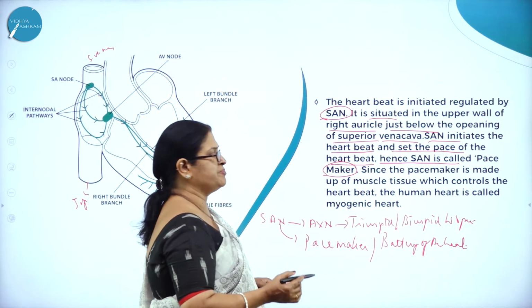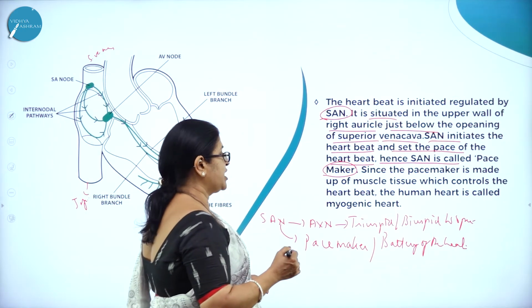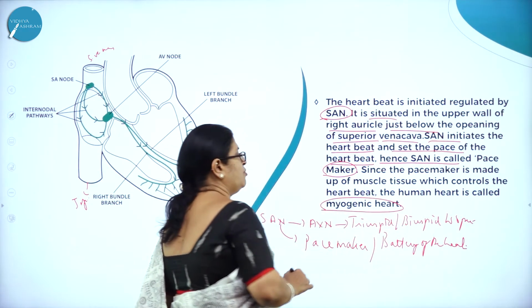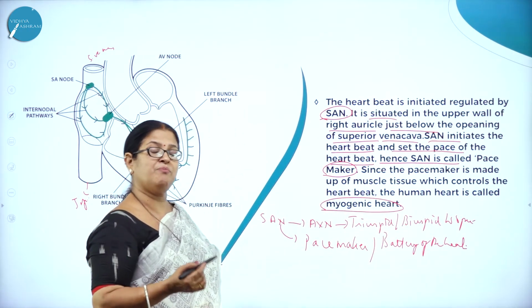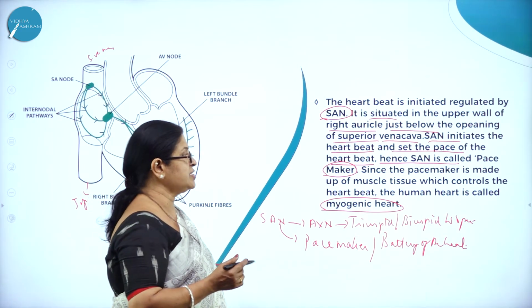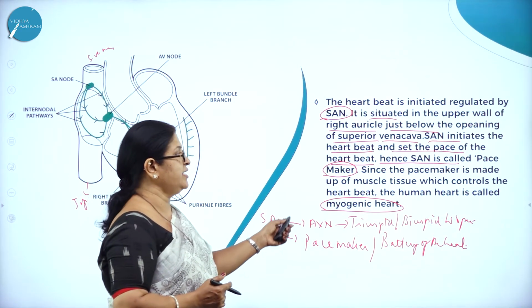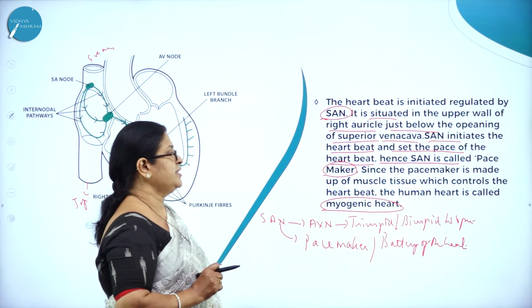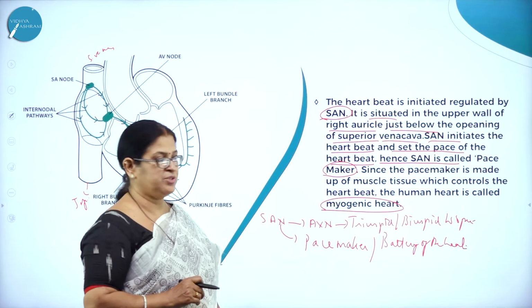Since the pacemaker is made up of muscle, which controls the heartbeat, the human heart is called a myogenic heart. Why is it called myogenic? The human heart is called a myogenic heart because the pacemaker, that is SAN, is made up of muscle tissue which controls the heartbeat, hence the human heart is called a myogenic heart.